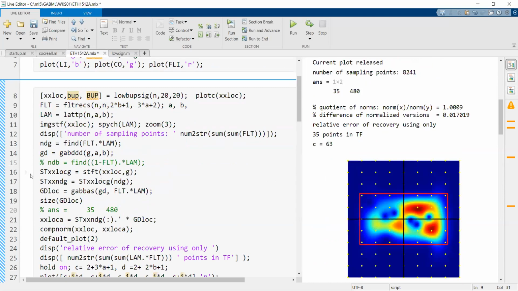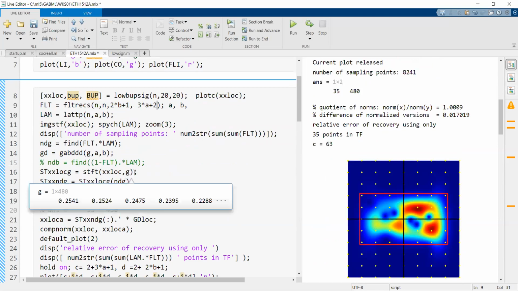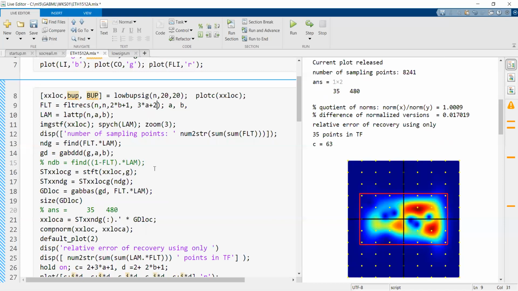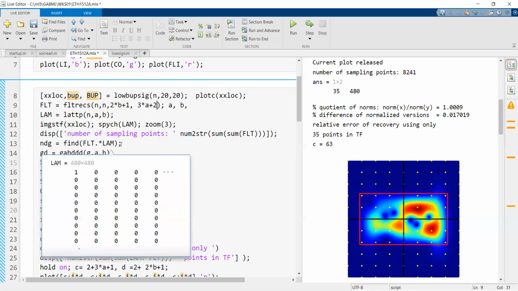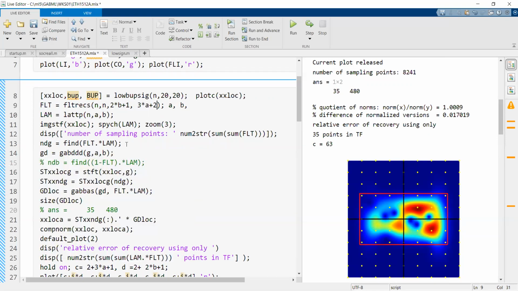First, we compute the full short-time Fourier transform. So the XX local is our local signal, and we compute the short-time Fourier transform. But we also find the NDG, the indices which are good, which are just these 35 points from our Gabor family, which are inside the red box and which are also lattice points. So we're getting an index sequence, which is MATLAB indexing of the points, a list of 35 elements.